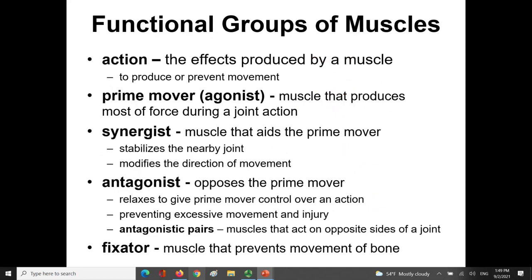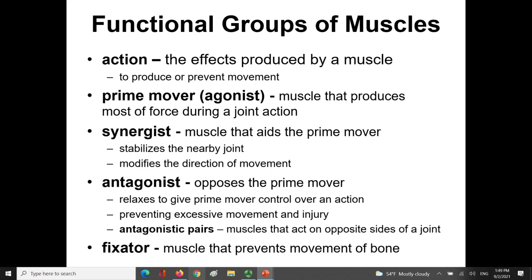And then we have what are called functional groups of muscles. These are basically some terms, some definitions that you need to be aware of. The action is the effects produced by a muscle. It is either to produce or prevent a movement. And then you have a prime mover, which is an agonist, and this is a muscle that produces most of the force during a joint action.